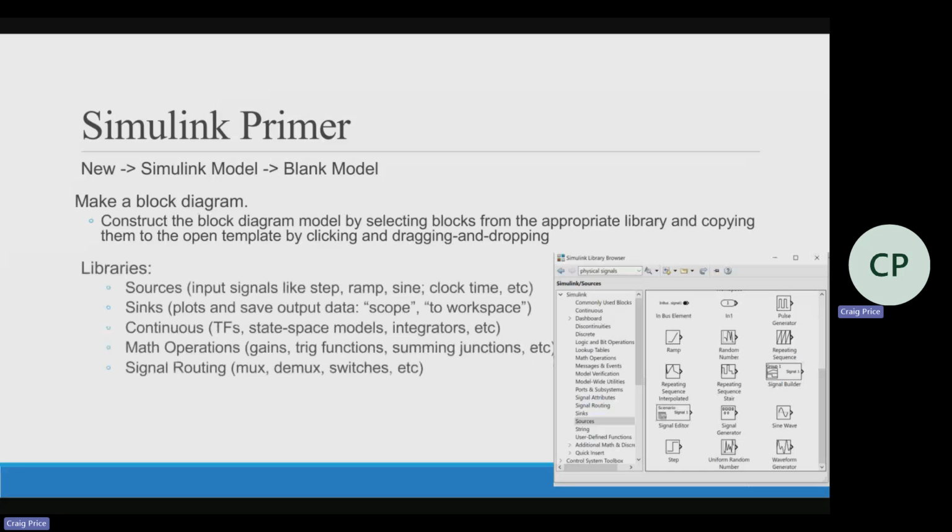So we're going to feed an input in, get an output by setting up a transfer function in an SSR.